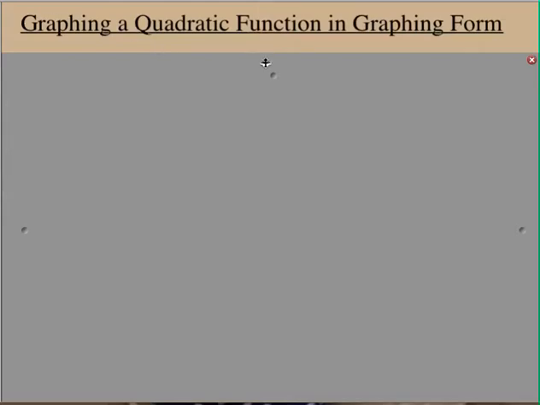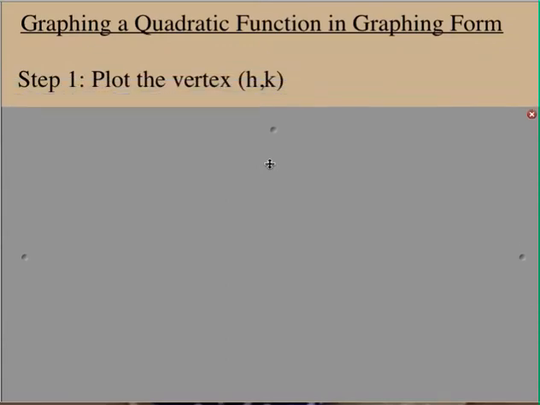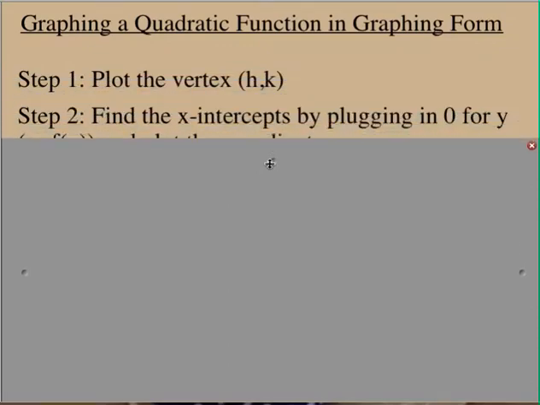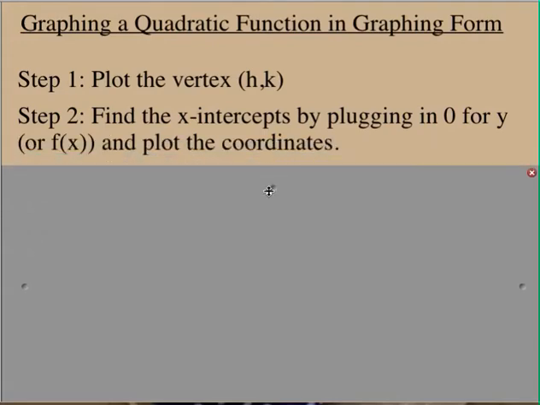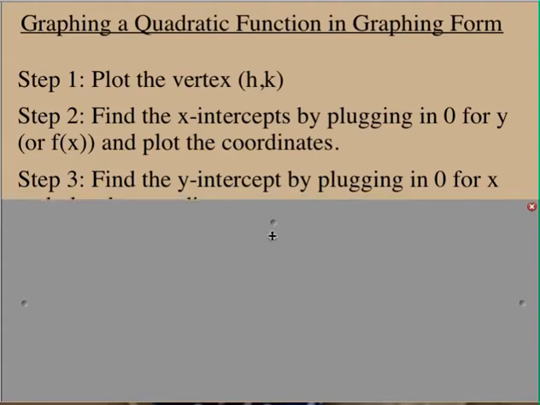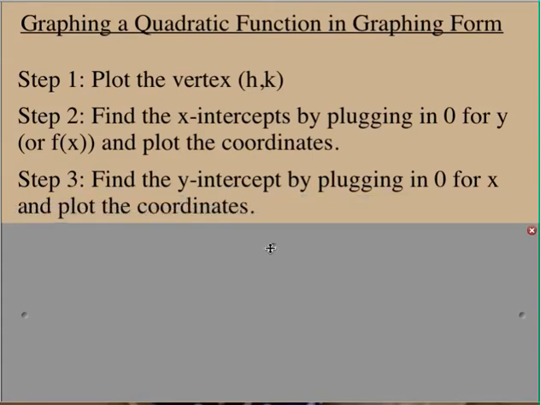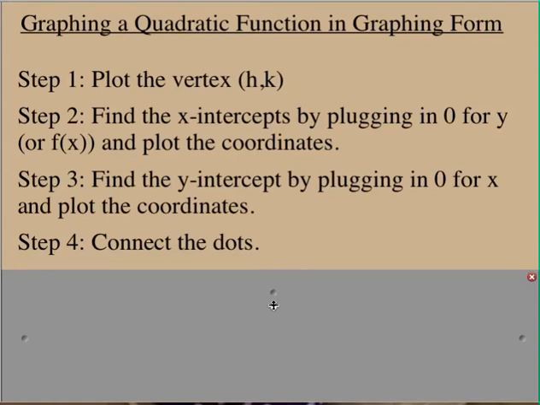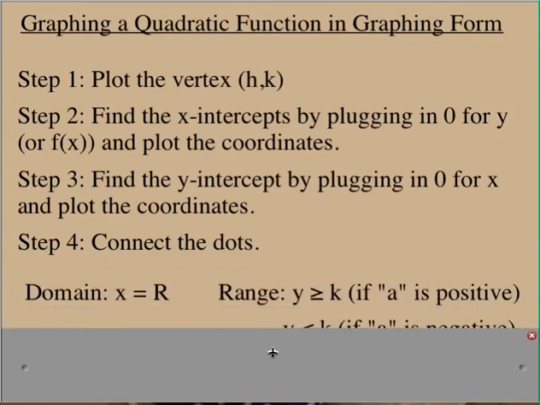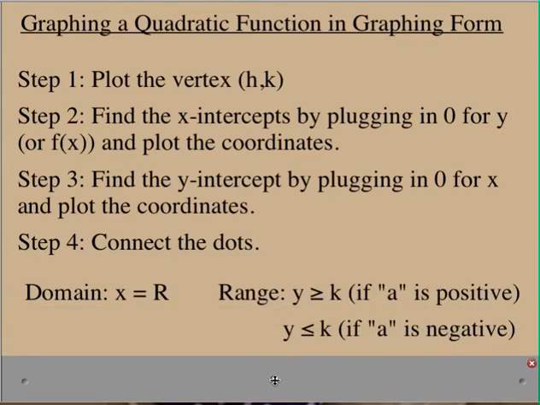Graphing a quadratic function in graphing form. First thing you want to do is plot your vertex at h, k, and then you want to find the x-intercepts by plugging in 0 for y, or for f of x, and then plot the coordinates. Third step would be to find the y-intercept by plugging in 0 for x and plot those coordinates, and then just connect the dots. Your domain for a parabola is always going to be all reals. Your range is going to be y is greater than or equal to k if you have a positive stretch factor, and it's going to be less than or equal to k if you have a negative stretch factor.